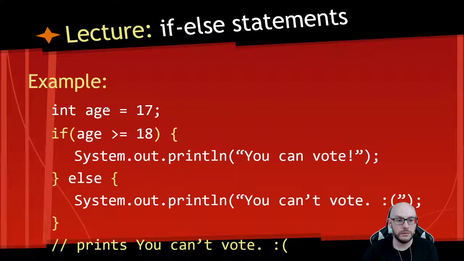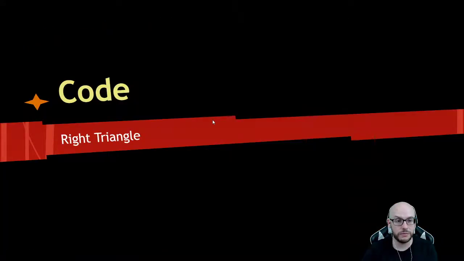In this example, we have age is equal to 17. And I'm asking, is 17 greater than or equal to 18? Well, that's false. So we would skip this and instead go down to the else, which says you can't vote. So notice we did not print you can vote. Instead, we printed you can't vote. And the only way I got there was because my condition was false.